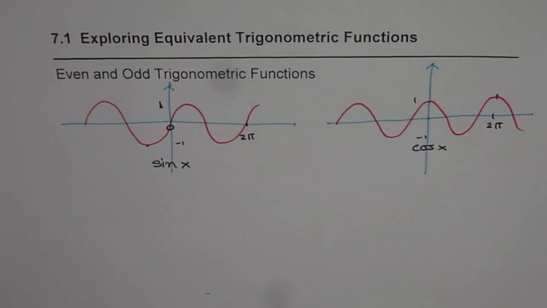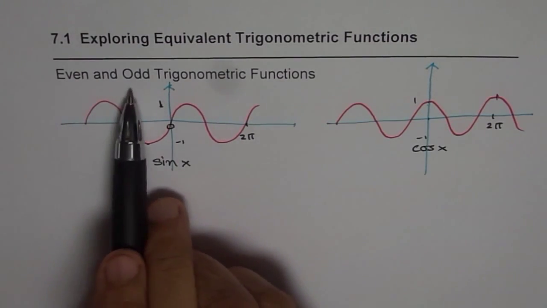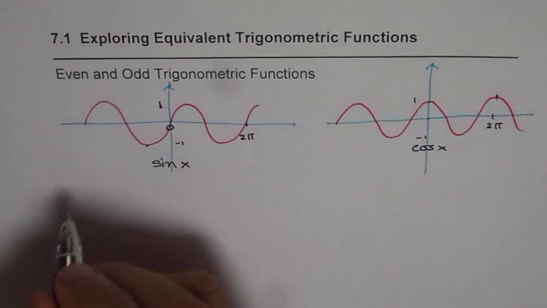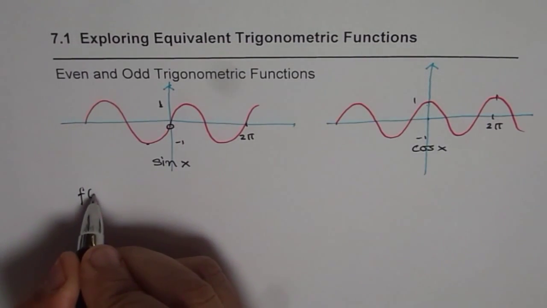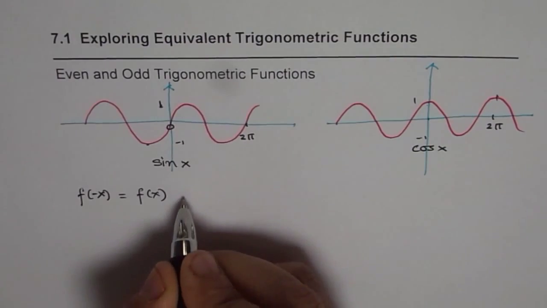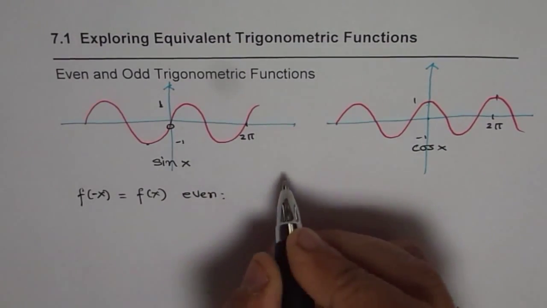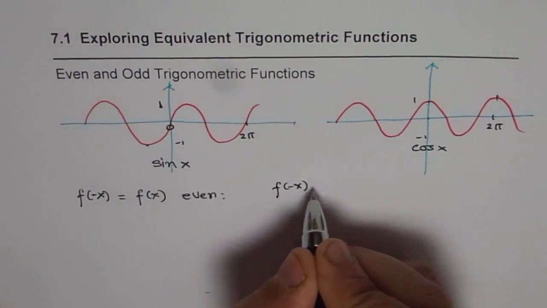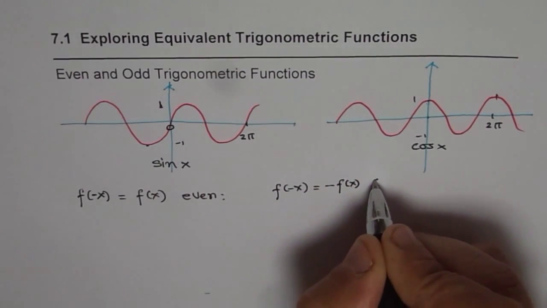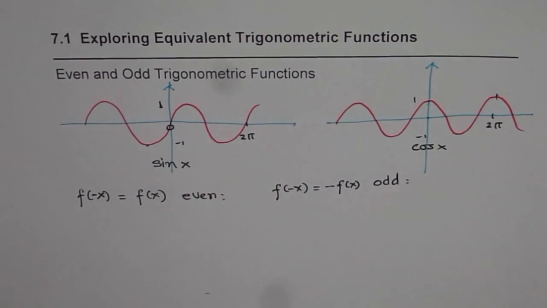Now it becomes easier to answer the question of even and odd symmetry. What is even symmetry? Even symmetry in general is when f of minus x is equal to f of x, then we say even symmetry. But if f of minus x is equal to minus of f of x, then it means odd symmetry. Perfect. So that is what even and odd symmetry is.